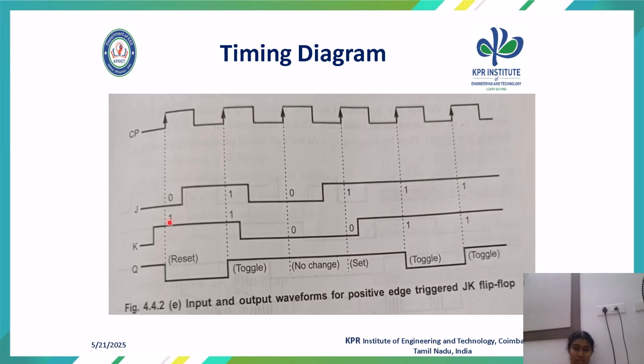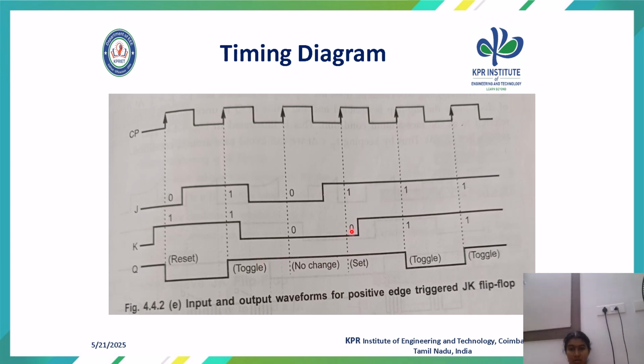If J equal to 0, K equal to 1, the output is reset. So therefore it is 0. When both the inputs are 1, the output gets toggled. So therefore Qn is 0 in the previous state, so it gets toggled, that is it is changed to 1. If both the inputs are 0, there is no change in the output. So it follows the previous state. The previous state output is 1. So therefore it follows the same.